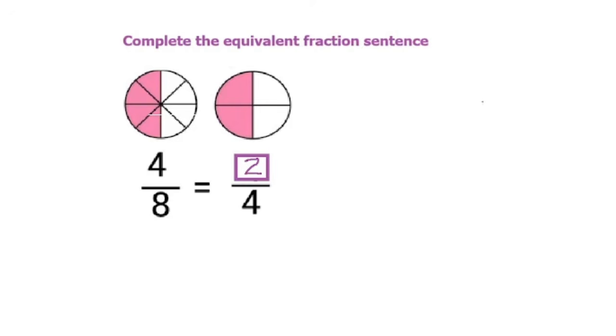You just redraw this model. Instead of it having 8 parts, you redraw it with 4 parts, and then you fill in the number of shaded parts, which is 2. And that's it. And just rewatch the video if you don't understand this completely, and you will understand it. Anyone can do math.